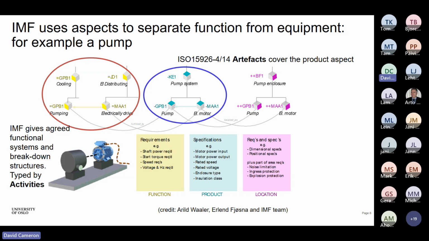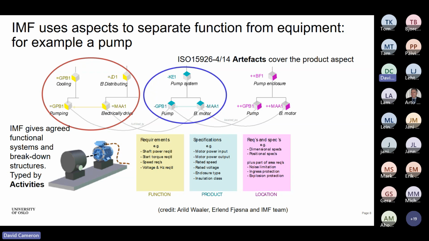And then in what they call a product aspect, which is in some ways, I don't quite like the word because product is a very ambiguous word. Perhaps equipment aspect would have been a better term, which is talking about artifacts. And they're typed by ISO 1596, physical objects and artifacts, covering that. And then you have a third aspect of where is the thing you're doing, which is the location aspect.